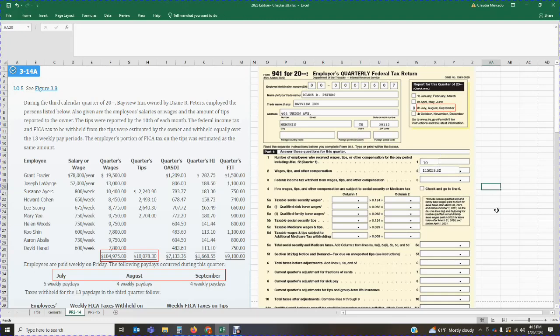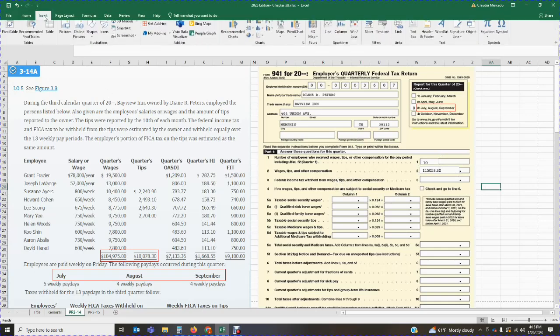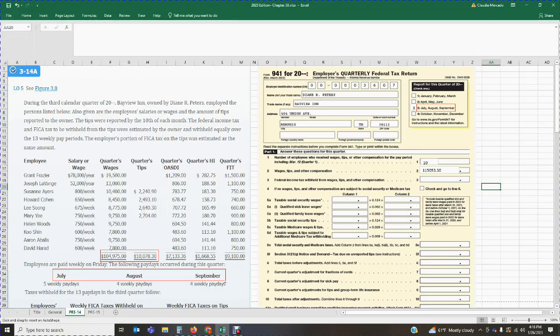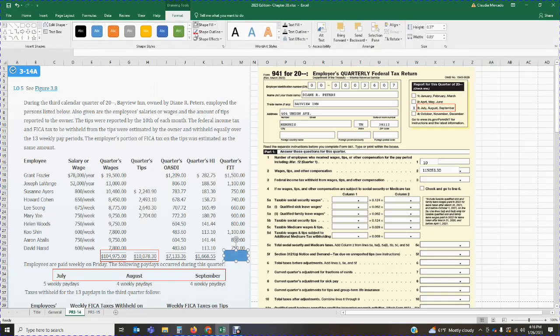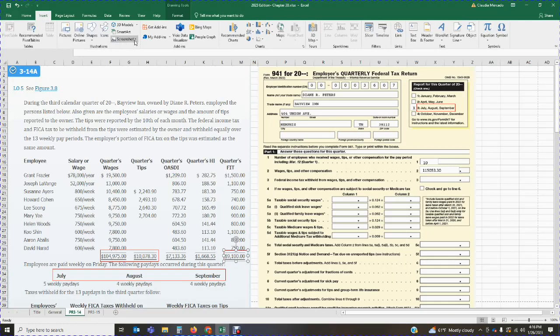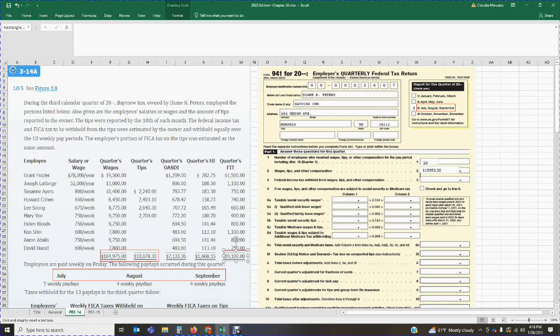Number 3, federal income tax withheld from wages, tips, and other compensation. That is also provided to you in the problem. The federal income tax, $9,100. So we just have to enter that $9,100 on line number 3. So it's basically just locating the information in the problem. So that would be $9,100.